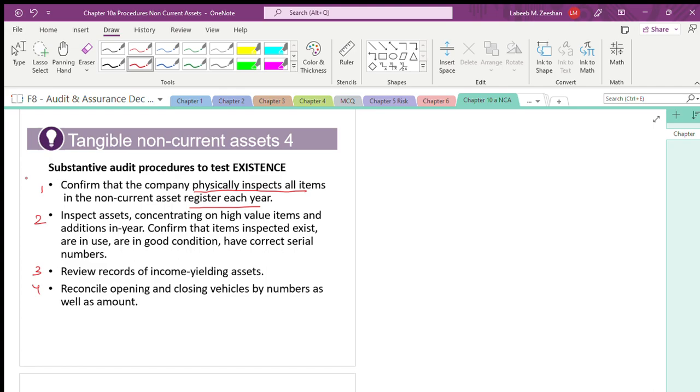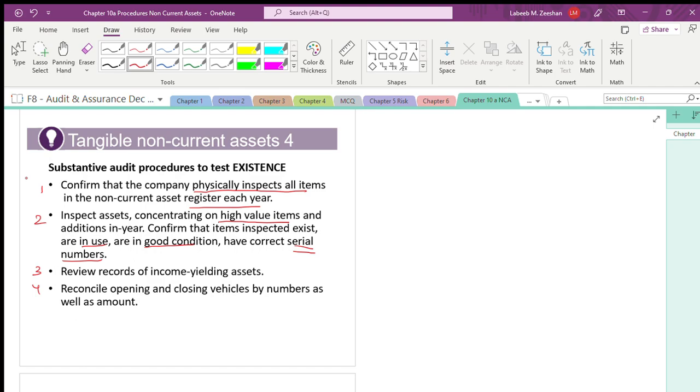Inspect assets, concentrating on what? Focus on the high value items. Inspect that they are in use, in good condition and have the correct serial number. Just now I told you barcodes will be there. So you inspect high value items.